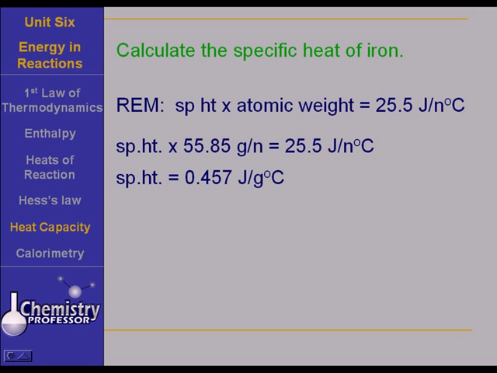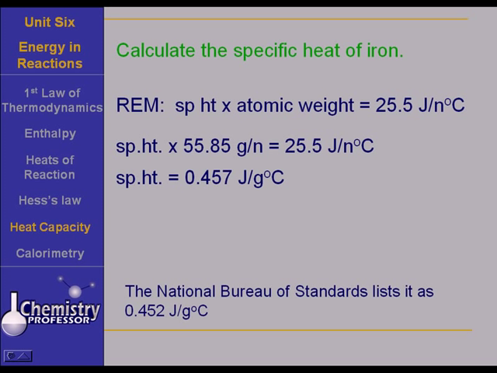Well, you might ask yourself, is that a very, very accurate value? Well, the National Bureau of Standards lists it as 0.452 joules per gram degree Celsius. So if you don't know the specific heat of iron or another metal and you need it, this is not a bad way to get in the ballpark.